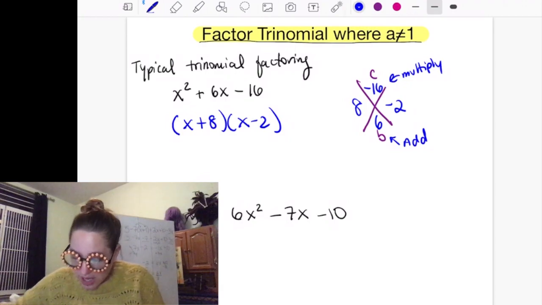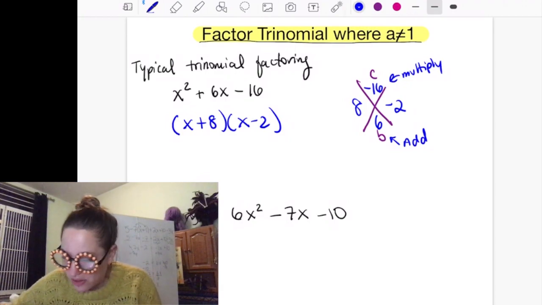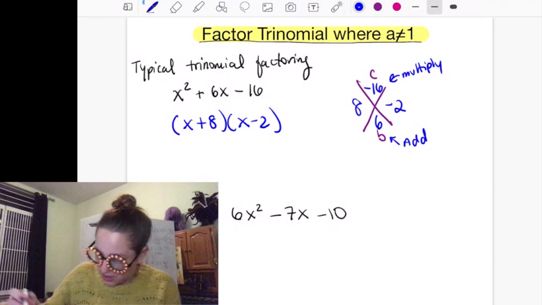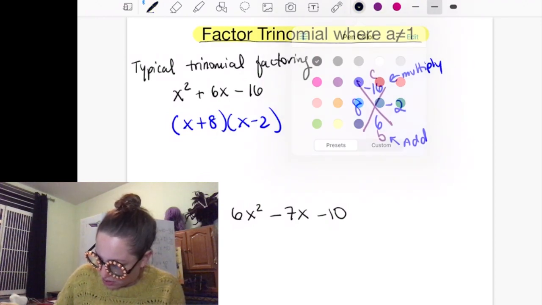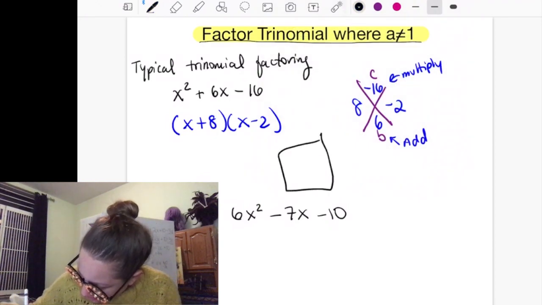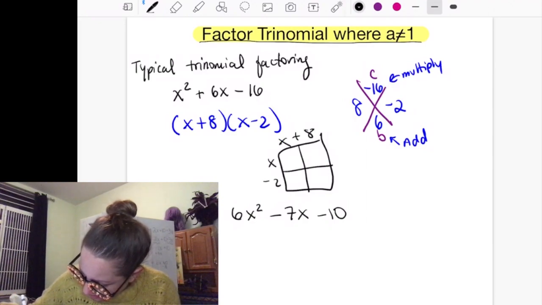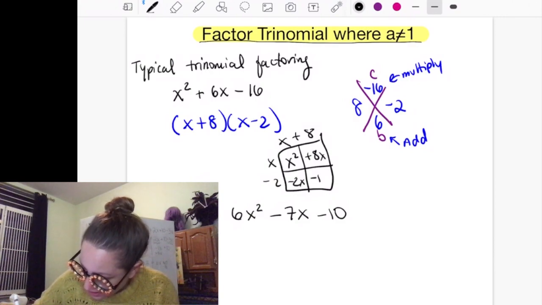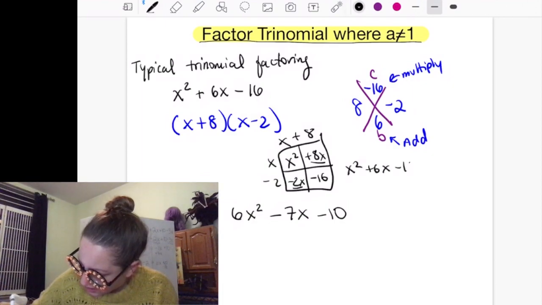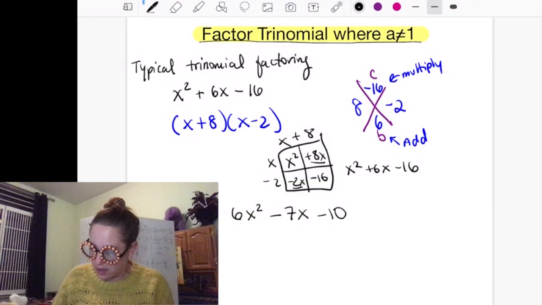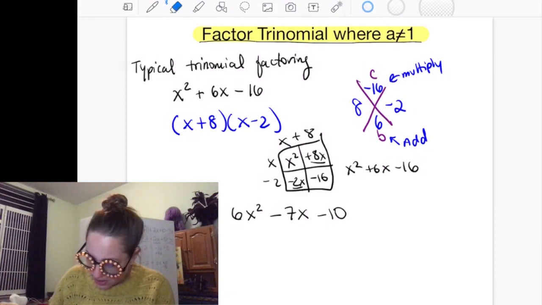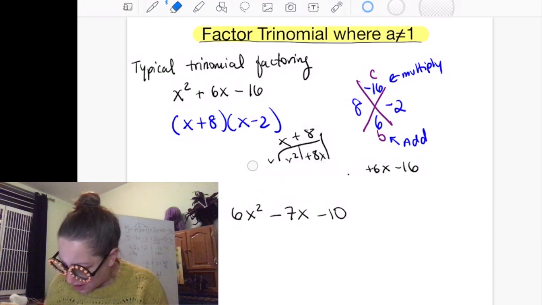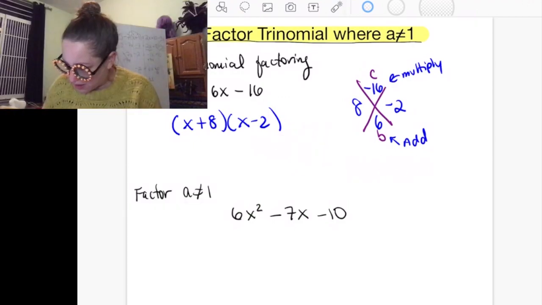And that's it. If you multiplied this together using the box method, you'd end up back at x squared plus 6x minus 16. I'll show you just so you can see really quickly. If you did x plus 8, x minus 2, x squared plus 8x minus 2x minus 16, combine like terms, and you get x squared plus 6x minus 16. Awesome. So I'm going to erase that. So if you need, pause, write it down. You can always go back in a video.